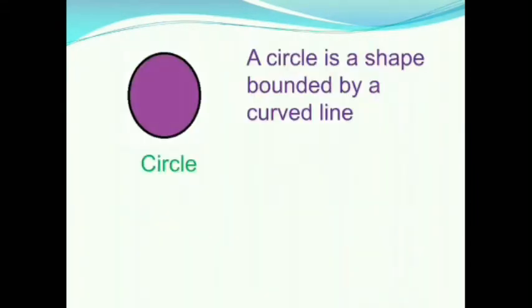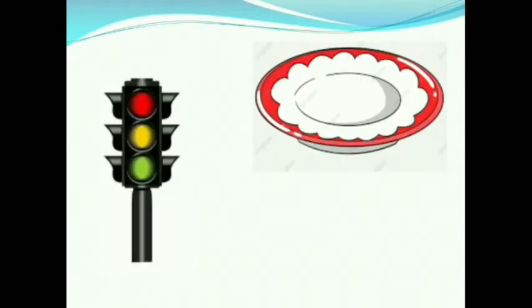A circle is a shape bounded by a curved line. Observe these examples, children. Now we walk on the road. You will see traffic lights now. The lights in the traffic signal will also be in circular shape. See this plate. This is in which shape? Yes, it is in circular shape. The bottle cap which you put on your bottle will also look like a circle.